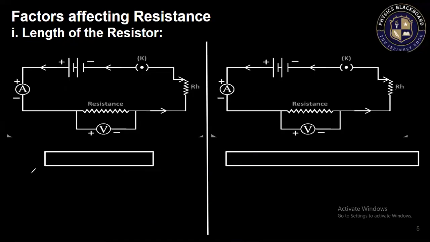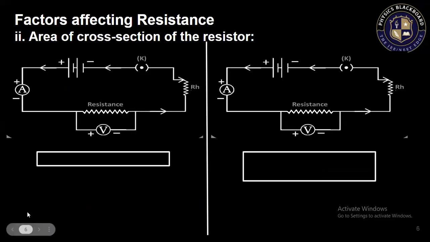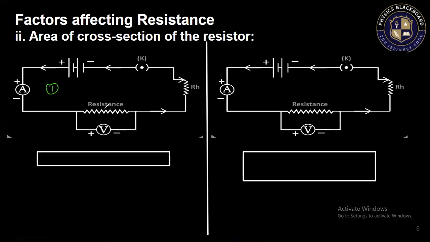Next, coming to the next factor that affects the resistance. Here you see the resistors in both cases. Let's say this is case 1 again. The resistor you have taken has a length of L, and the area of cross section is A. Let's say the resistance of this resistor is R.